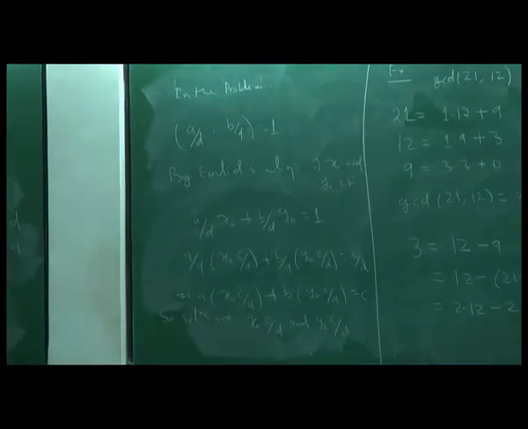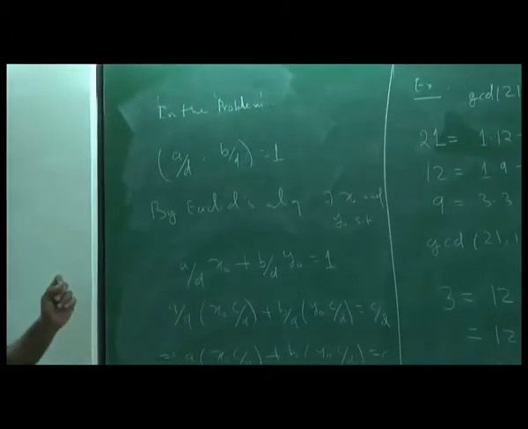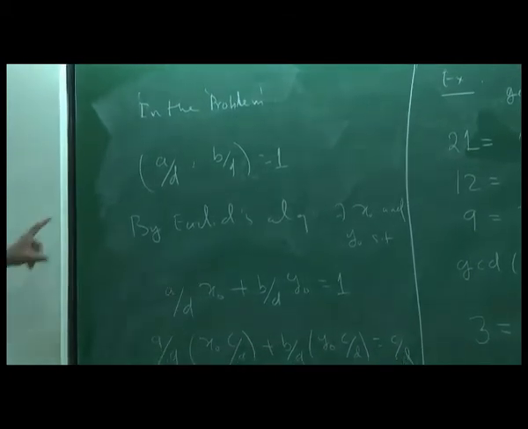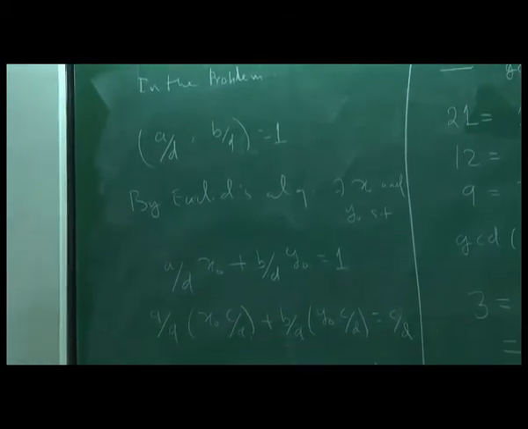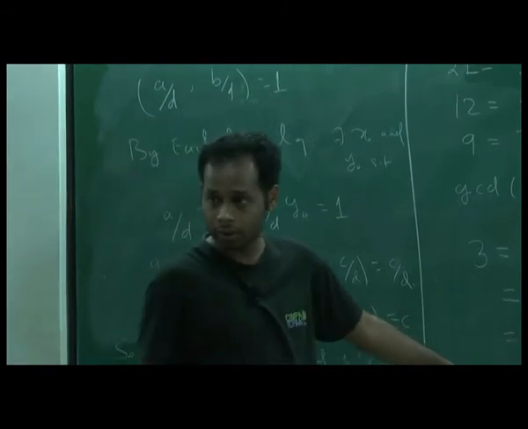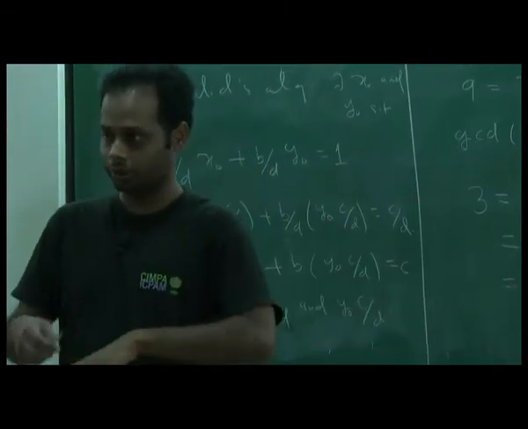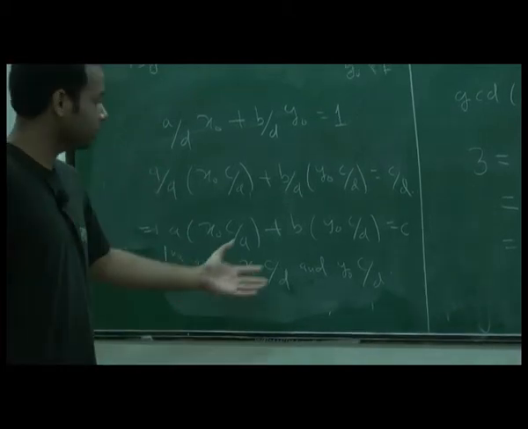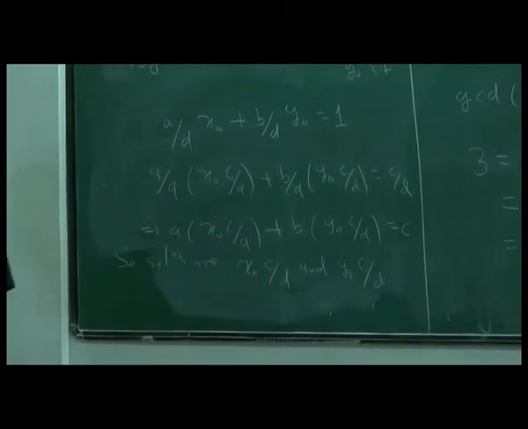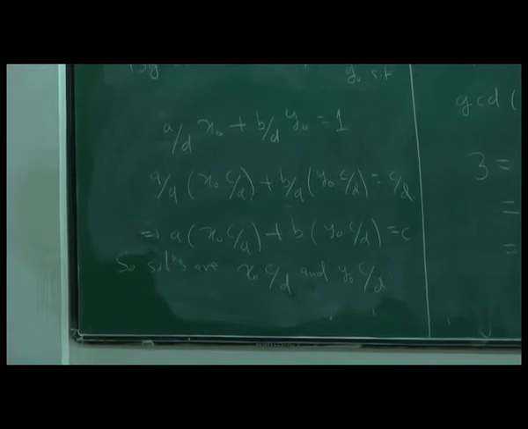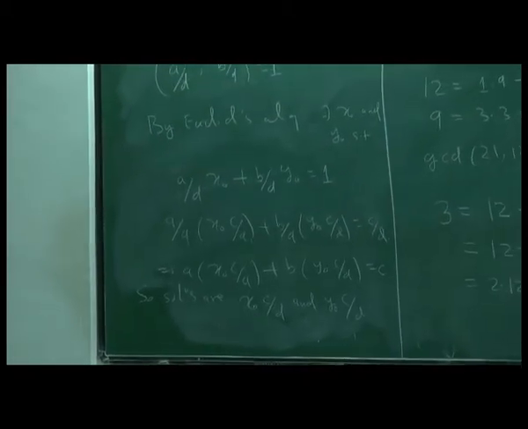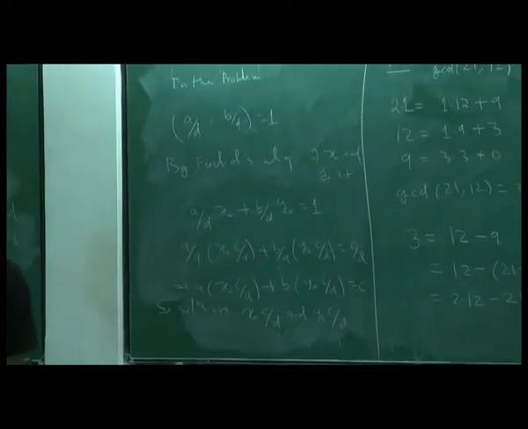Clear? So suppose I give an equation to solve. First do it for the GCD as we did for that 21 and 12. Then you multiply by whatever is not in the GCD. And you get the solution like this. So all of you understood this method? Raise your hand. Understood this method? Everyone? No? Which part you didn't get?